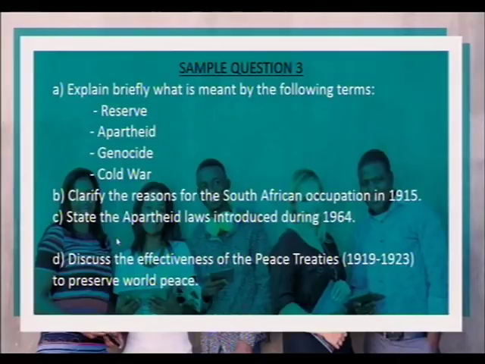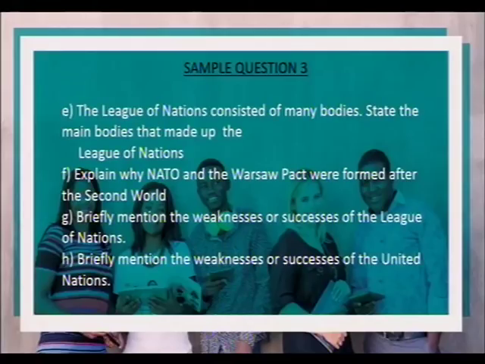And then discuss the effectiveness of the peace treaties between 1990 and 1923. So basically it means that you have to know what the peace treaties introduced between 1990 and 1923 were, and whether they were effective in terms of preserving world peace. I've mentioned the League of Nations as well as the United Nations, especially the weaknesses and the strengths of the two organizations with respect to maintaining world peace.